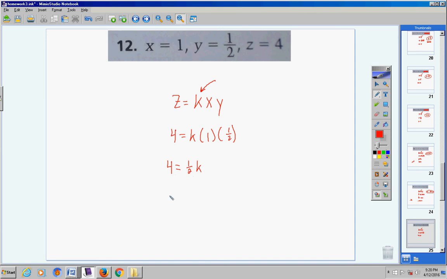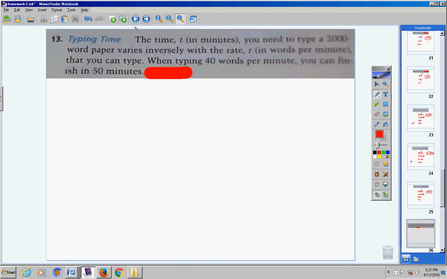4 divided by 1/2 is 8. 8 equals k. So where the k is, I will substitute 8. So my model is z equals 8xy. And that is a model that varies jointly for x and y. Let me check the answer key real quick, and that is correct. Now we're going to do quite a few word problems, guys, so let's really do the best to get these, okay?